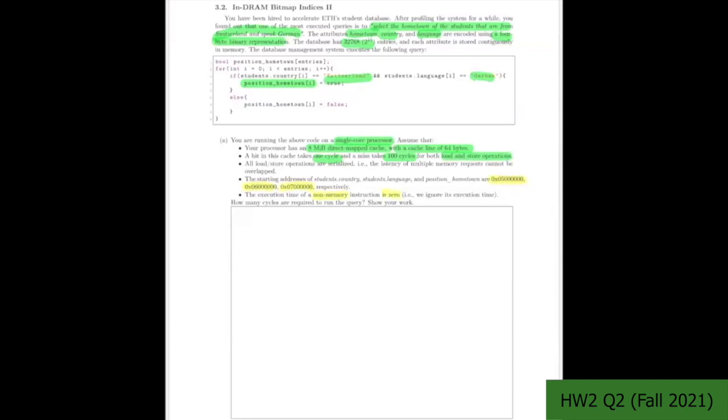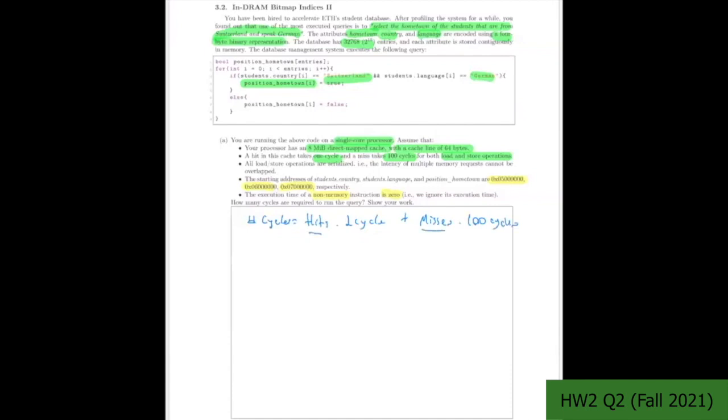It asks how many cycles are required to run this query. Since the execution time of the non-memory instructions is 0, the number of cycles is given by the number of hits in the cache times the hit latency, which is 1 cycle, plus the number of misses times 100 cycles. Now you need to figure out the number of hits and the number of misses in this cache.